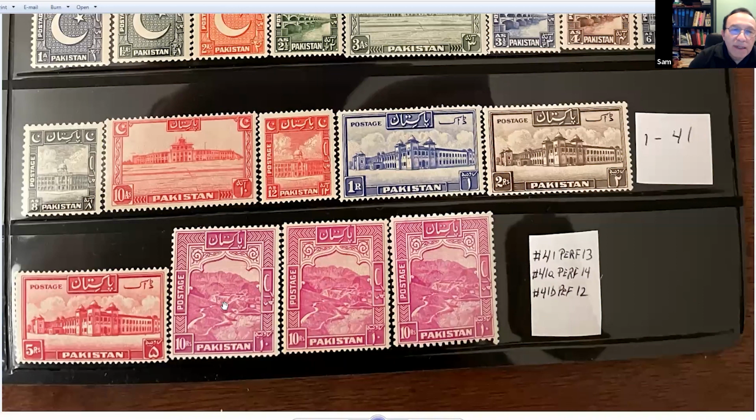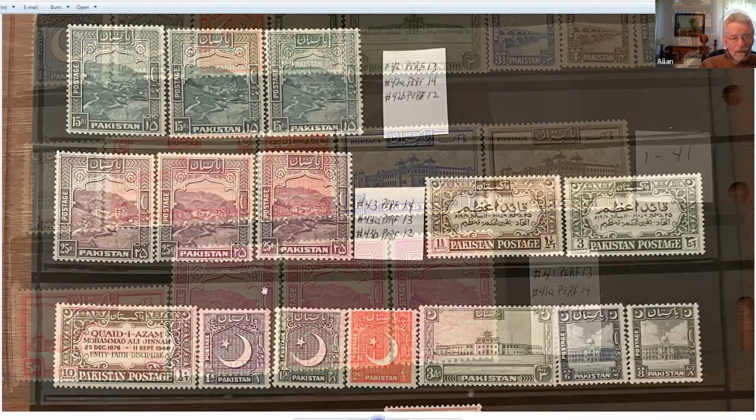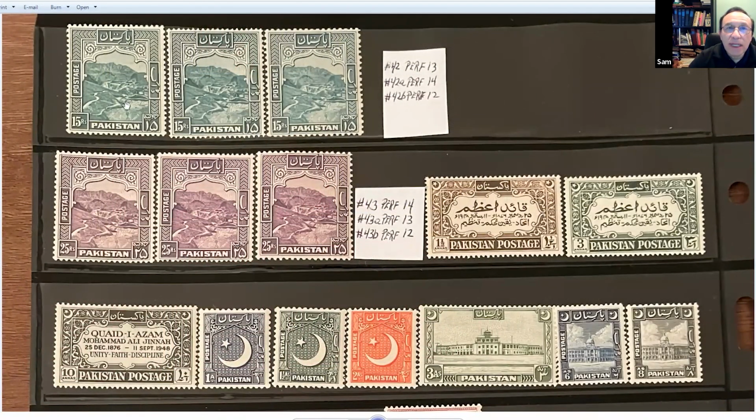So this is called the Khyber Pass. It is like an economic corridor between Pakistan and Afghanistan. So you're going to see different views of this stamp later on too. Okay, so here, this is the same stamp as before, just a different color, and just different perforations.